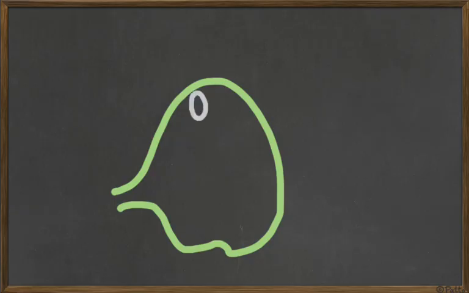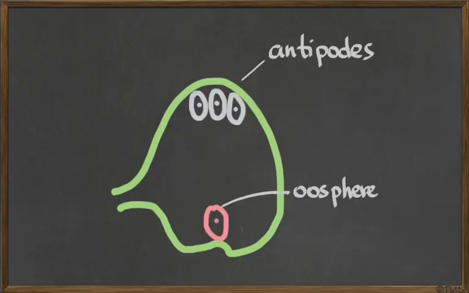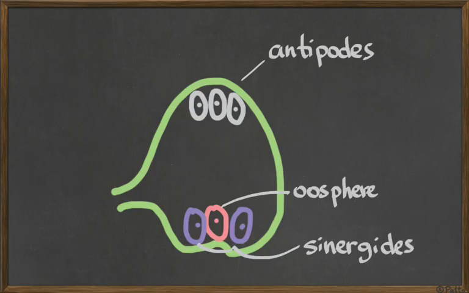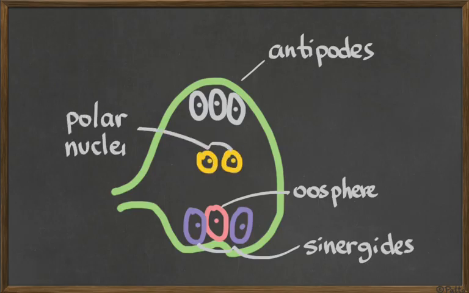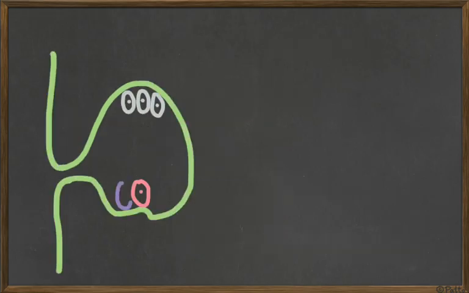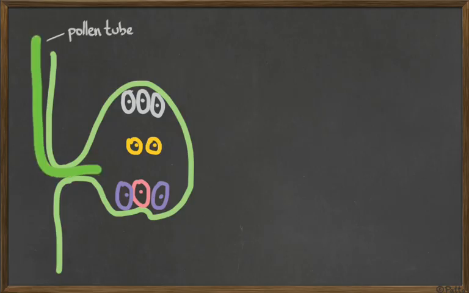So if we take a look on there, we have the antipodes, whatever. We have the oosphere, very important, the synergids giving support, and we have the polar bodies. This is the structure of what would be the megagametophyte, waiting to be fecundated by sexual reproduction. So how is this fecundation going to happen?